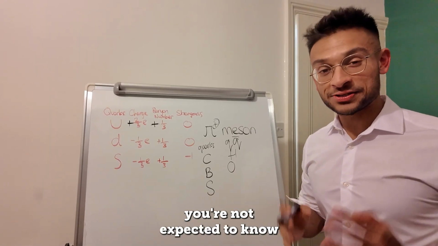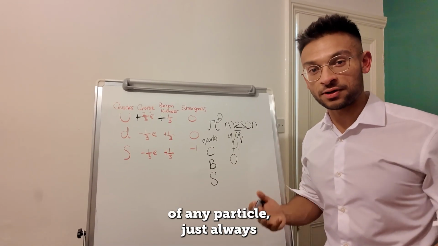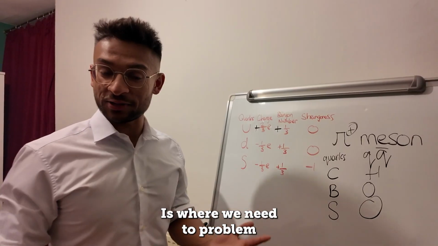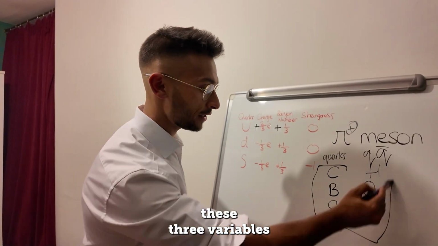The thing with A-level physics is you're not expected to know the strangeness of any particle. So if it doesn't specify the strangeness of any particle, you just always assume it's 0. This is where we need to problem solve and think, okay, what combination of quark and antiquark gives us these 3 variables that we're looking for?